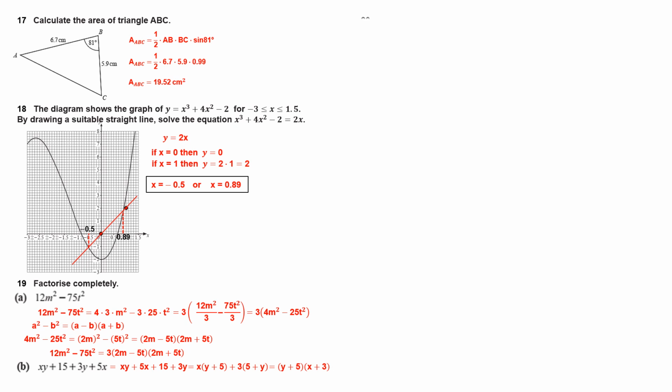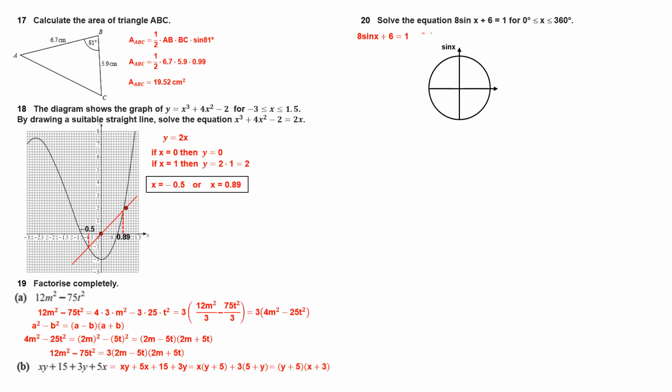Question 20. Solve the trigonometric equation. We need to solve the equation for sine of x. Once we have sine of x, we need to find the angle x within the range of 0 degrees to 360 degrees. To do this, we use the inverse sine function on a calculator set to degree mode to find the reference angle in the first quadrant.